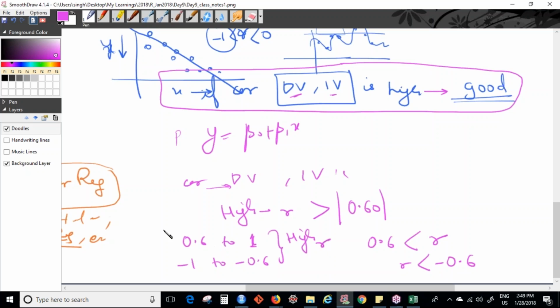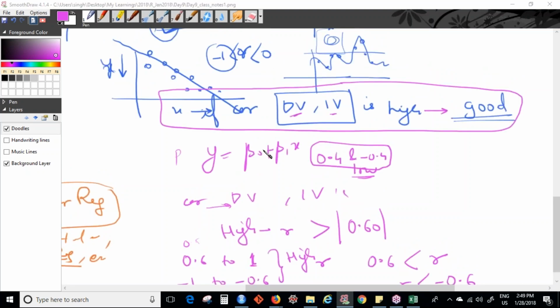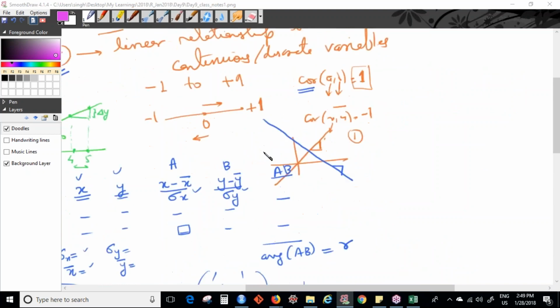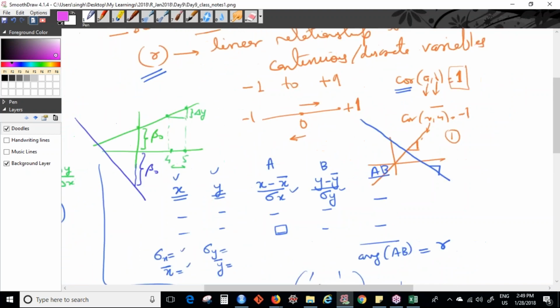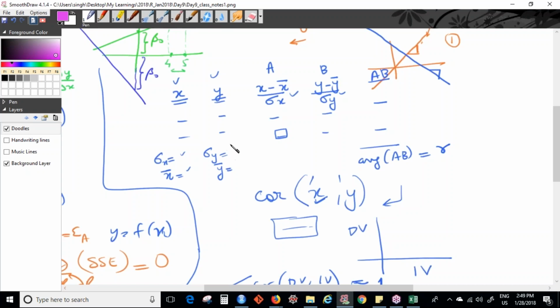Again this is subjective. Some people say it is 0.5, but somewhere close to this. If it is between 0.4 and -0.4, this is low correlation. This is not high. This is the formula used for correlation.